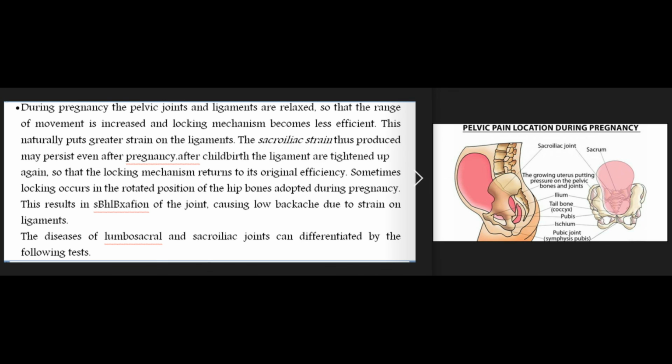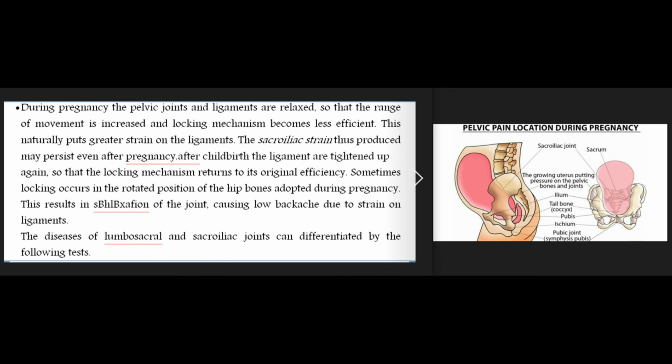This naturally puts greater strain on the ligaments. The sacroiliac strain thus produced may persist even after pregnancy. After childbirth, the ligaments are tightened up again, so that the locking mechanism returns to its original efficiency. Sometimes locking occurs in the rotated position of the hip bones adopted during pregnancy. This results in subluxation of the joint, causing low backache due to strain on ligaments.